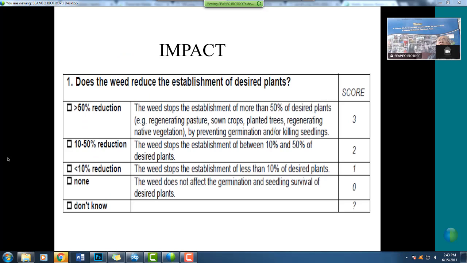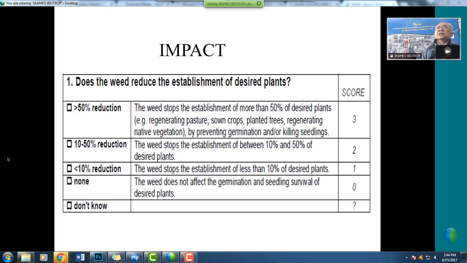Does the weed reduce the establishment of desired plants? Of course, desired plants can be natural plants in protected areas, or in an agricultural ecosystem they would be crops. If the reduction is more than 50%, then the plant is more likely to become invasive. Again, the score is given 3 because the probability of becoming invasive is very high.